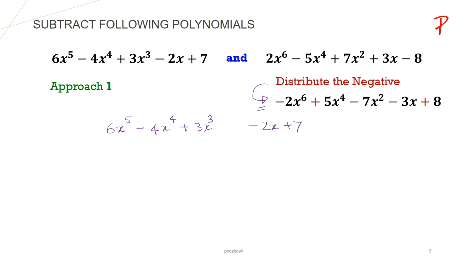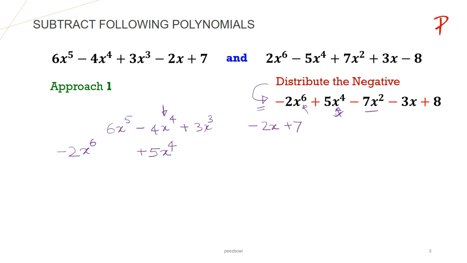Okay. In this case, from the second polynomial I have to write the like terms below the first polynomial. So here I see x has a power of 6. In the first polynomial we do not have any term which has x to the power 6. So I will write it separately. Probably I will write it at the start. After that I see the term where x has a power of 4. I will write it here. Below minus 4x to the power 4 I will write plus 5x to the power 4.